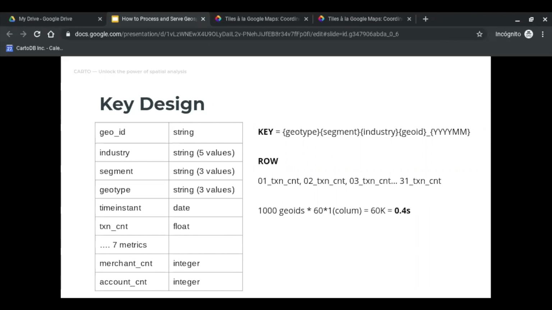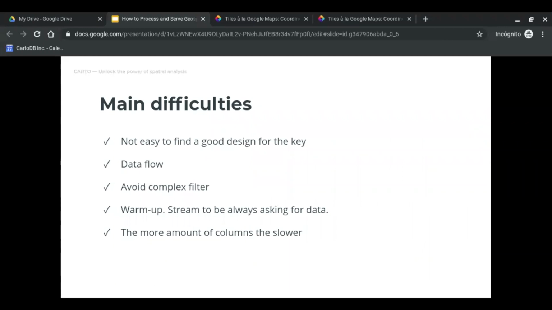With the approach that we have, 1,000 GeoIDs times 60 times 1 column, we get 0.4 seconds per child. And the main difficulty that we found with BigTable was that it was not easy to find a good design for the key. We tried at the beginning to take advantage of the range filter of BigTable, but it didn't work well because we have different GeoIDs that don't correlate across all countries. In some cases, the GeoIDs are pretty close to each other, but in other cases there is no relation, so you can't get a range there.